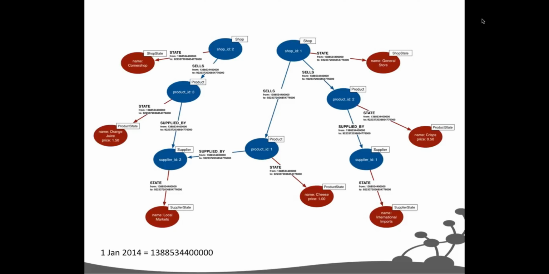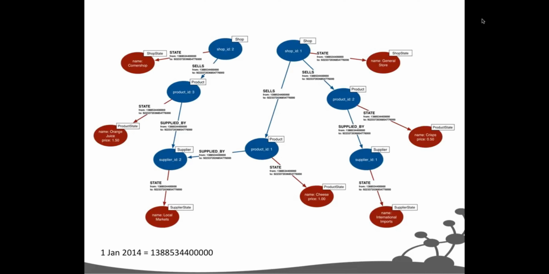So you can see we've got a shop that sells a particular product. That product in turn has a node representing a snapshot of the state of that product at a particular point in time. All of the state nodes, the nodes that represent the snapshots of state, are connected to their identity nodes using a state relationship.